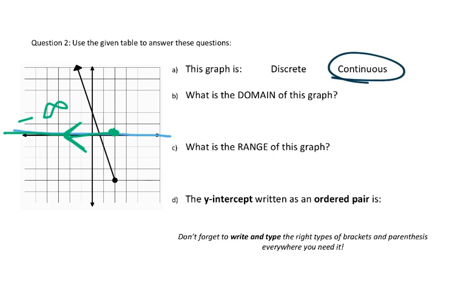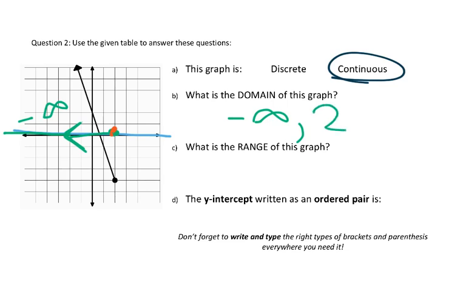So what is the lowest my domain can be? Well, it's going all the way to negative infinity. Okay, what is the highest it can be? It is going to come here and it is going to stop. It's not going to keep going. So the highest that my domain can be is 2.